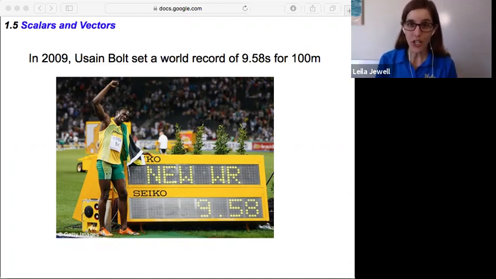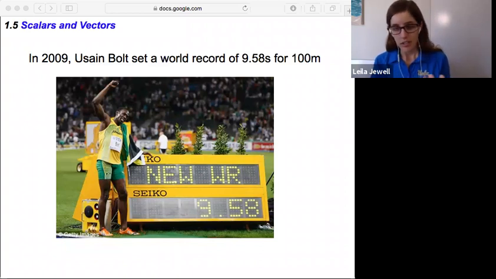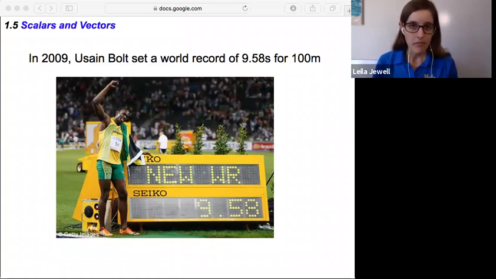meters, which I just think is wild. Like, I think it would take me 100 seconds to go 100 meters, not less than 10 seconds. So incredibly fast. But in this instance, all that really mattered was the time. It's just a number that mattered, the 9.58 seconds, right? It wasn't anything about where he ran it, though that's a detail you could look up. And so this gives an example of a scalar quantity.